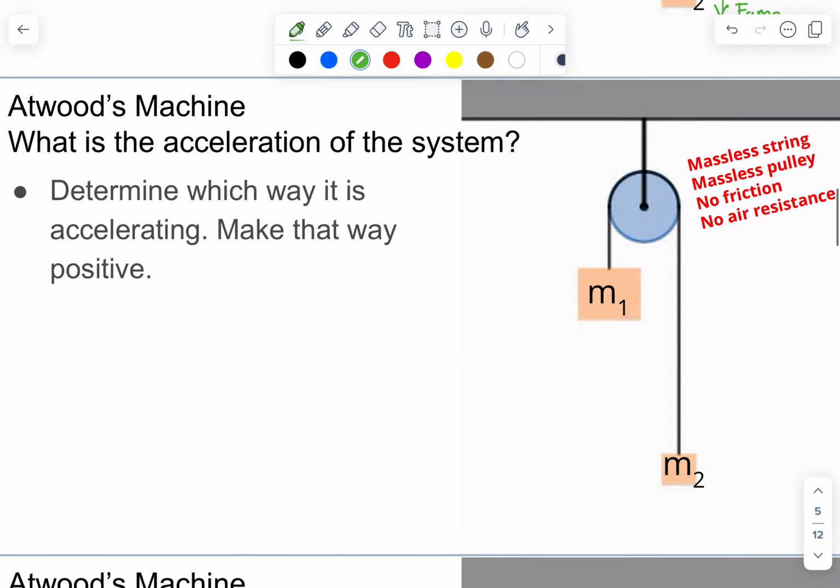Determine which way it is accelerating, and make that way positive. Well, I know mass 1 is going to go downwards, so it's going to be accelerating, and mass 2 is going to go up, go around and down that way. So I'm going to call that direction positive. It's weird because the direction goes around a pulley, but you could imagine if we had mass 1 and mass 2 connected to a string, and I could accelerate them this way, I could call that all positive if I wanted to. So we've got that positive direction.